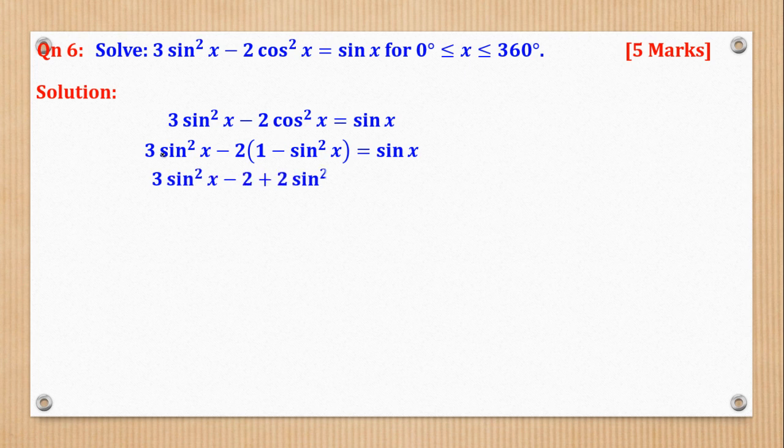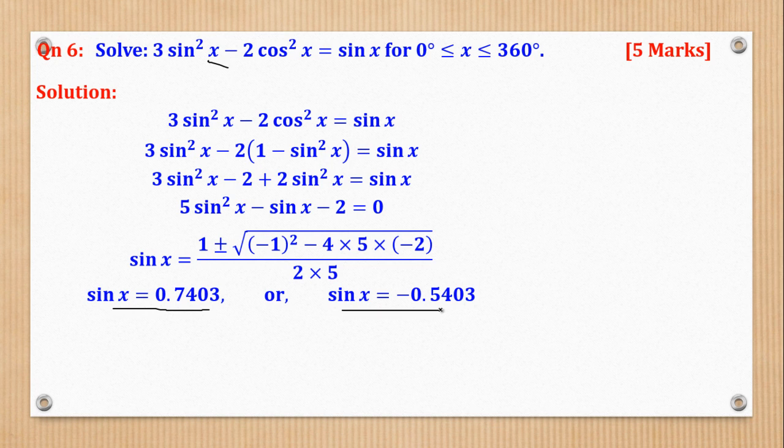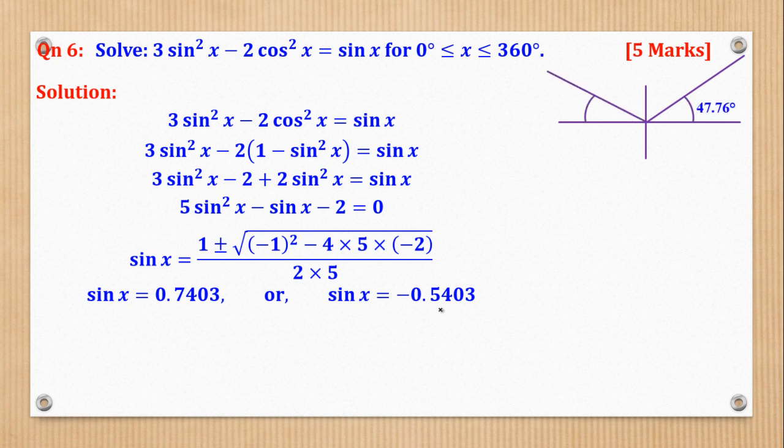Then we open brackets and collect like terms to get a quadratic. That is a quadratic in sine x, meaning I can still use quadratic formula to get the two values of sine x. But the question wants you to solve for x, so you have to get for when sine x is equal to this and when sine x is equal to this, what are the angles? So here we need to use quadrants.